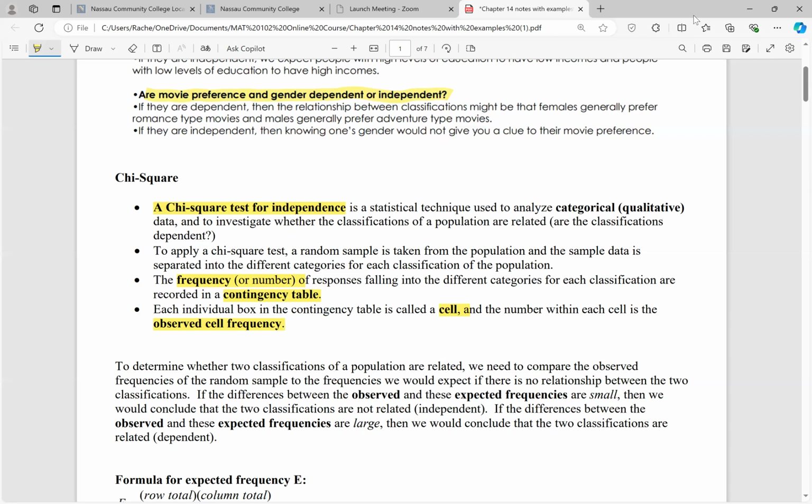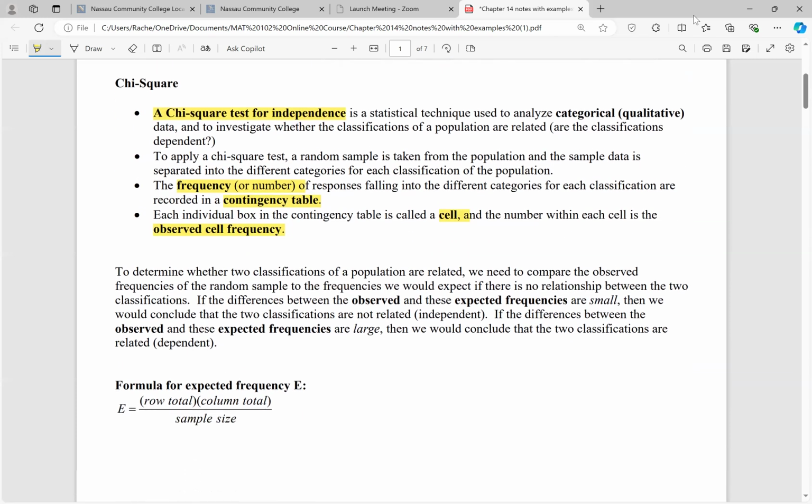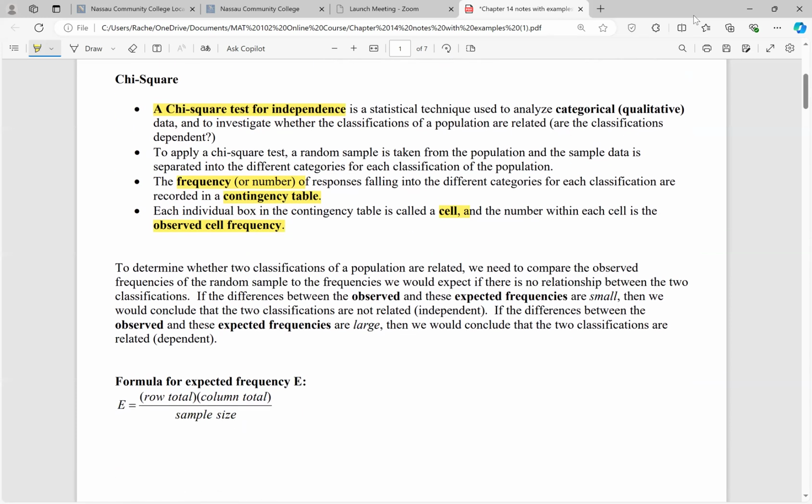So it's what we observed when we analyzed the population and divided all our answers into these classifications, right, into these different categories. So what we have to do, in order to determine whether two classifications of a population are related, meaning dependent, is compare what we observe, so the observed frequencies of the random sample, to the frequencies we would expect if there's no relationship between the two classifications.